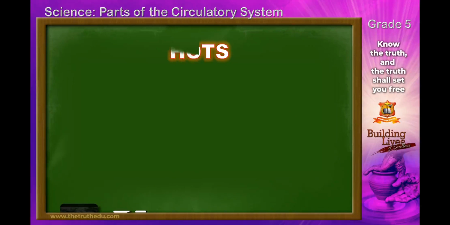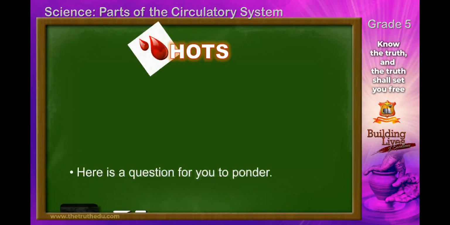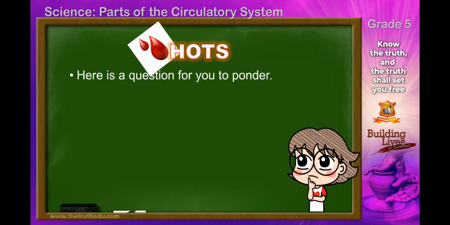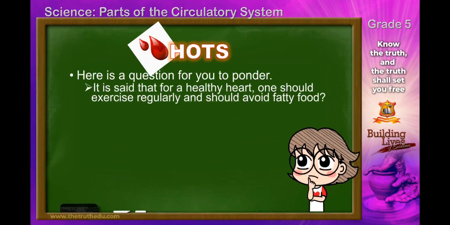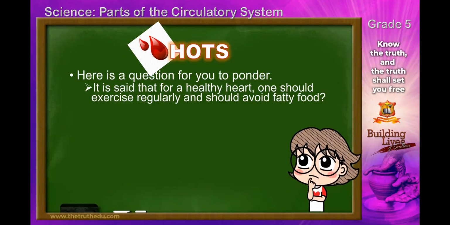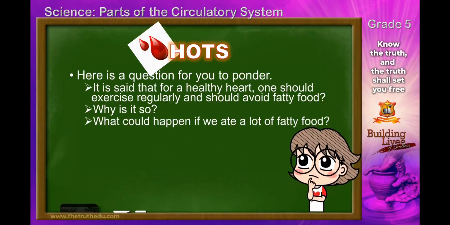Now we will look at some hearts. It is said that for a healthy heart, one should exercise regularly and should avoid fatty food. Why is it so? Why should one exercise regularly and avoid fatty food? And what could happen if we ate a lot of fatty food? I mean, they are tasty, aren't they?